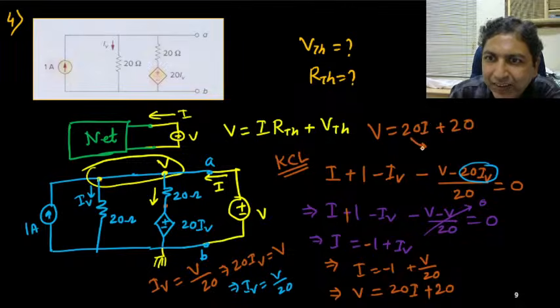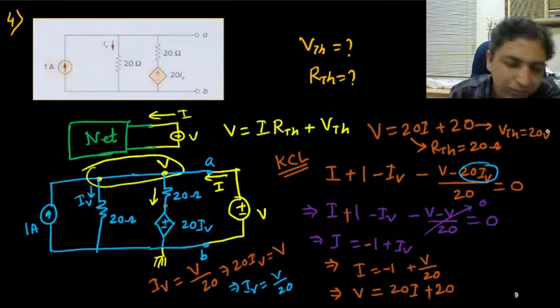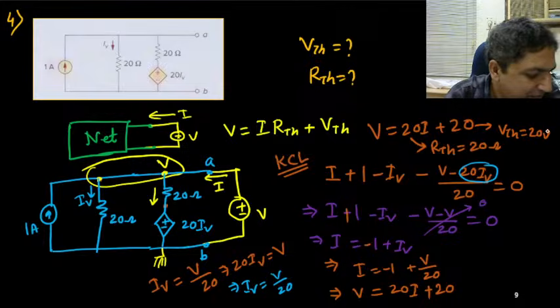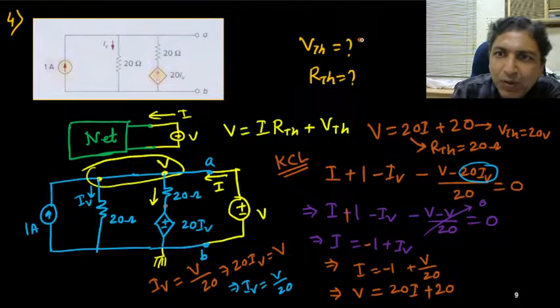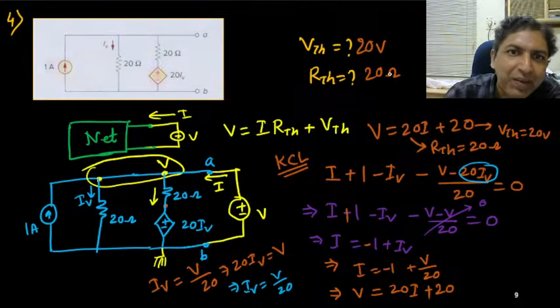So you can see that this VTH, this is your RTH. RTH equals to 20 ohm, and this is your VTH. VTH equals to 20 volt. Right? So 20 volt and 20 ohm. So this is, we can find out both the things simultaneously.